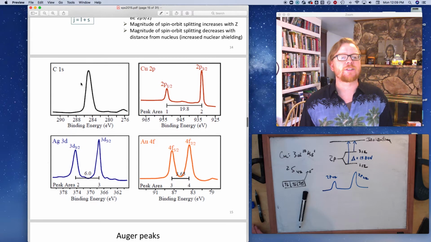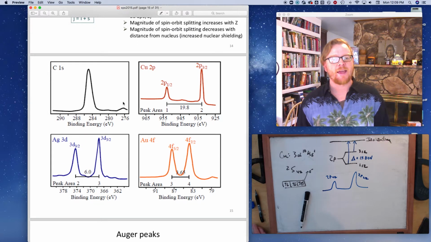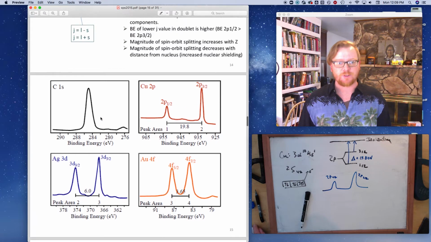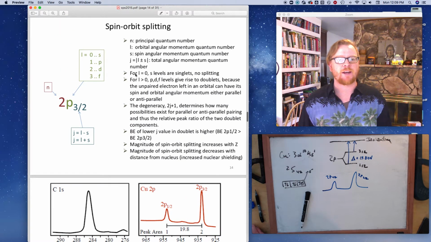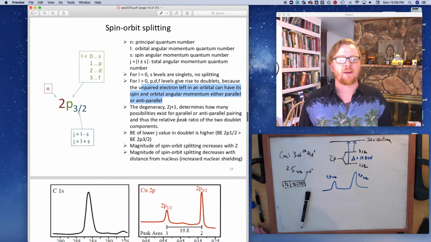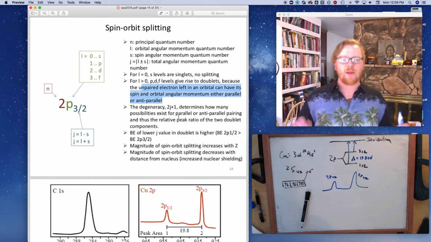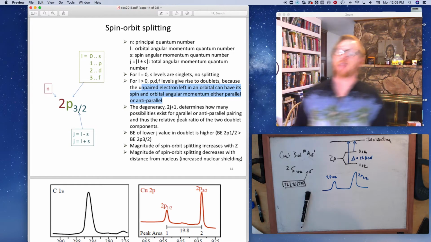Now you also notice here there's this copper 1s signal, and it's not split into the two levels. That's because, as you see in this document right here, for L equals 0, S levels are singlets, no splitting. But for L greater than 0, p, d, and f levels give rise to doublets because the unpaired electron left in an orbital can have its spin and orbital angular momentum either parallel or anti-parallel.